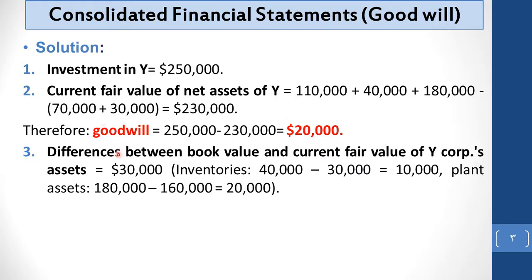Step 3 is to get the difference between the book value and the current value of Y assets, which will be equal to $30,000. Inventory equals 40 minus 30, the difference is 10. Plant assets equal 180 minus 160, the difference is 20. So the total difference here is equal to 30,000.